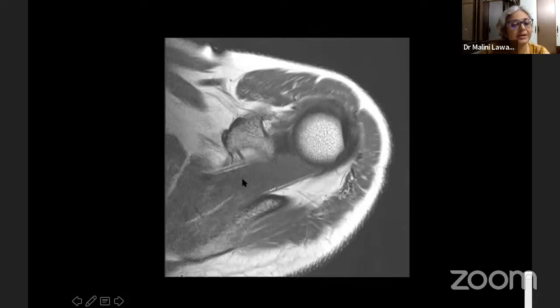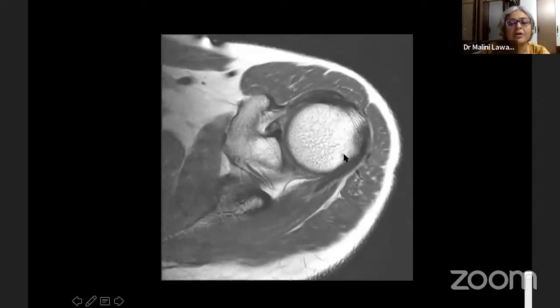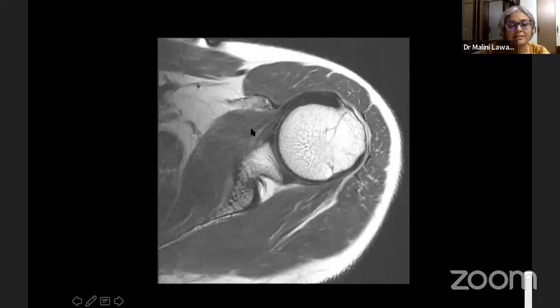This is still the supraspinatus muscle belly. This is the infraspinatus muscle insertion onto the greater tuberosity. Further down, you can see the infraspinatus muscle belly. And this is the infraspinatus tendon with its insertion onto the greater tuberosity. Now we start seeing the superior most fibers of the subscapularis. And this is the subscapularis muscle. You can see the subscapularis tendon and its insertion onto the lesser tuberosity.